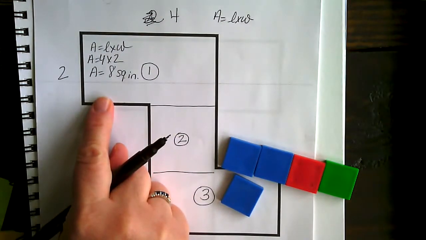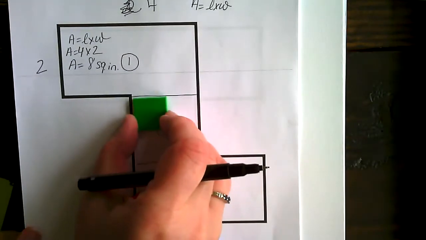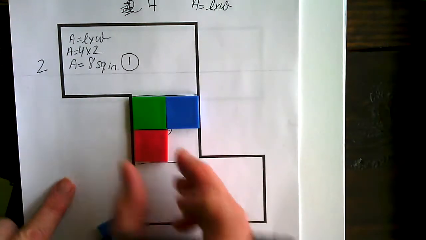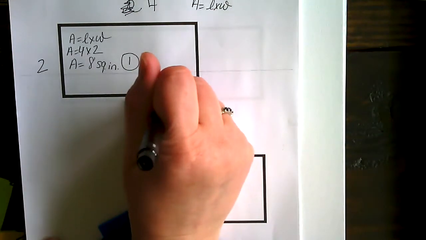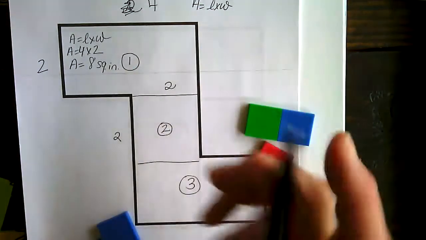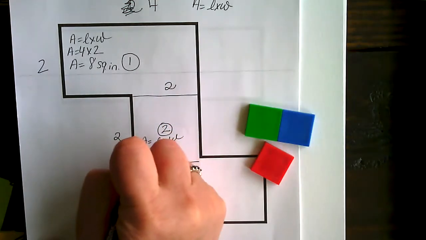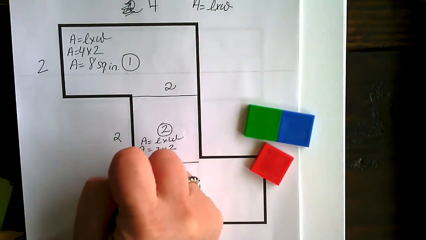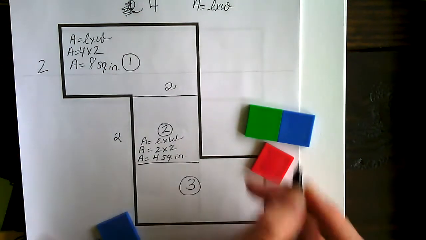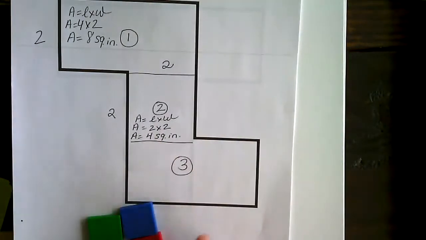Okay, that's rectangle 1. Let's do the same for rectangle 2. Let's find the length and let's find the width in square inches. 1, 2, and 2. So we have 2 square inches on either side. 2 times 2 equals 4. So rectangle 2, area equals length times width, area equals 2 times 2, area equals 4 square inches. Okay, see what I'm doing so far? I'm finding 3 separate areas. Now let's finish it up with rectangle 3.